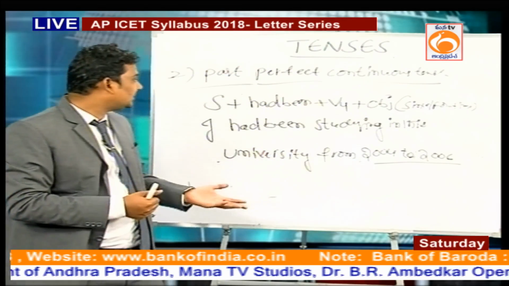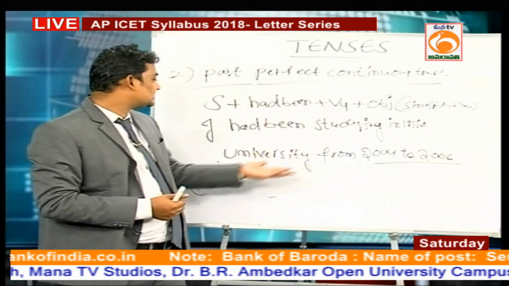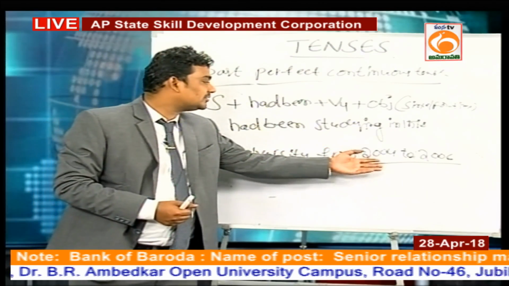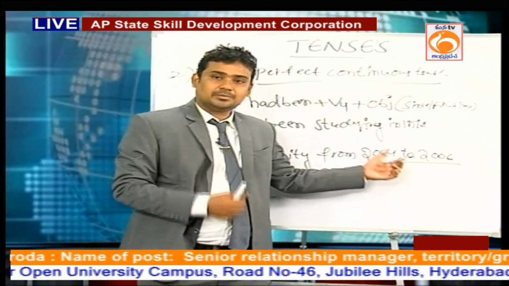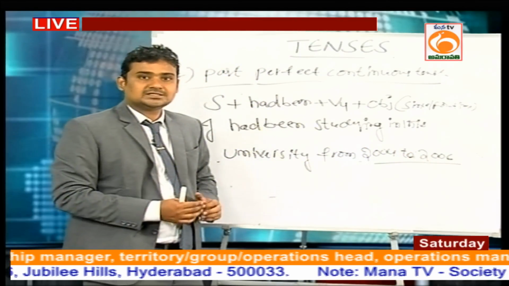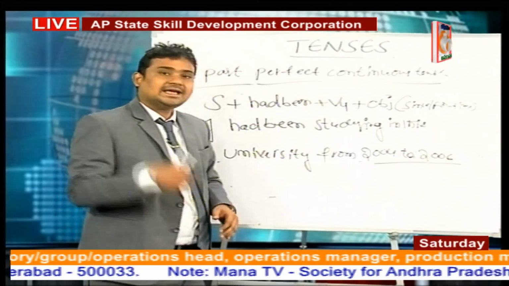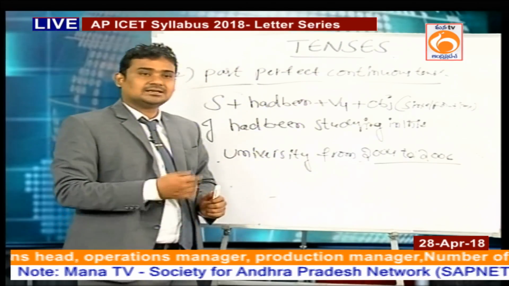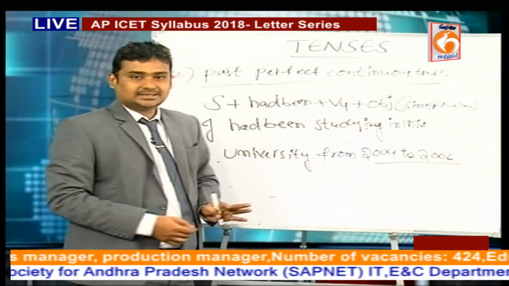You can see this example carefully: I had been studying in this university from 2004 to 2006. 2004 is also past time and 2006 is also past time. Between this time I had been studying. This type of sentence is called past perfect continuous tense.